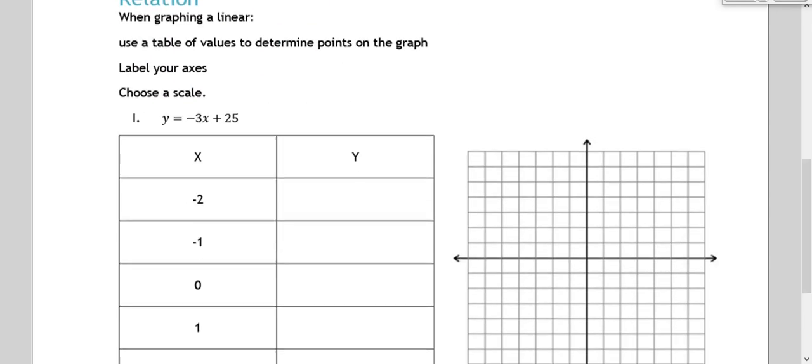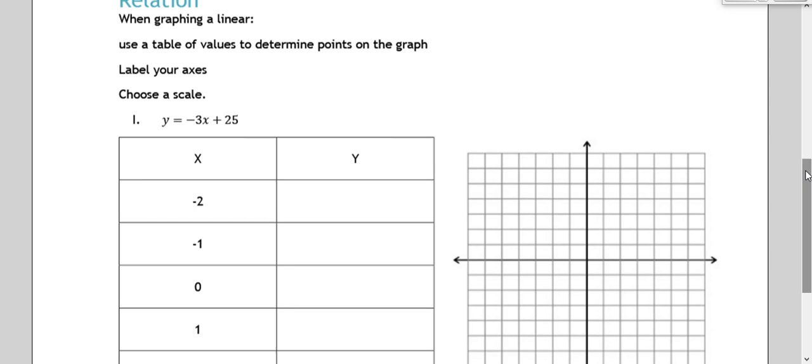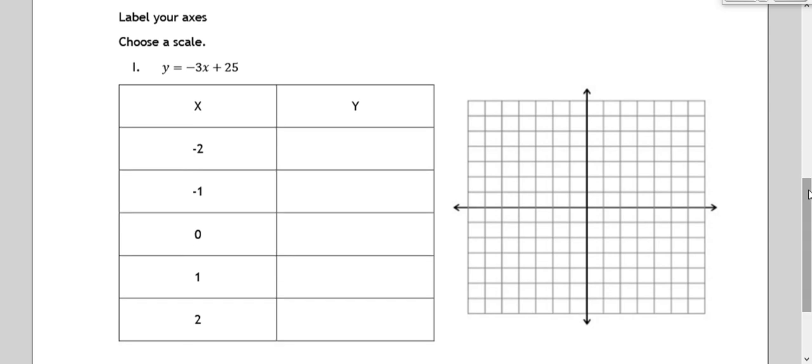When graphing a linear, use a table of values to determine points on the graph. Label your axes, choose a scale. So this is the x-axis, this is the y-axis, always, always, always. Plug in -2, we get 31, 28, 25, 22, and 19. We will shrink our scale here. I'm going to put this as 5, 10, 15, 20, 30.